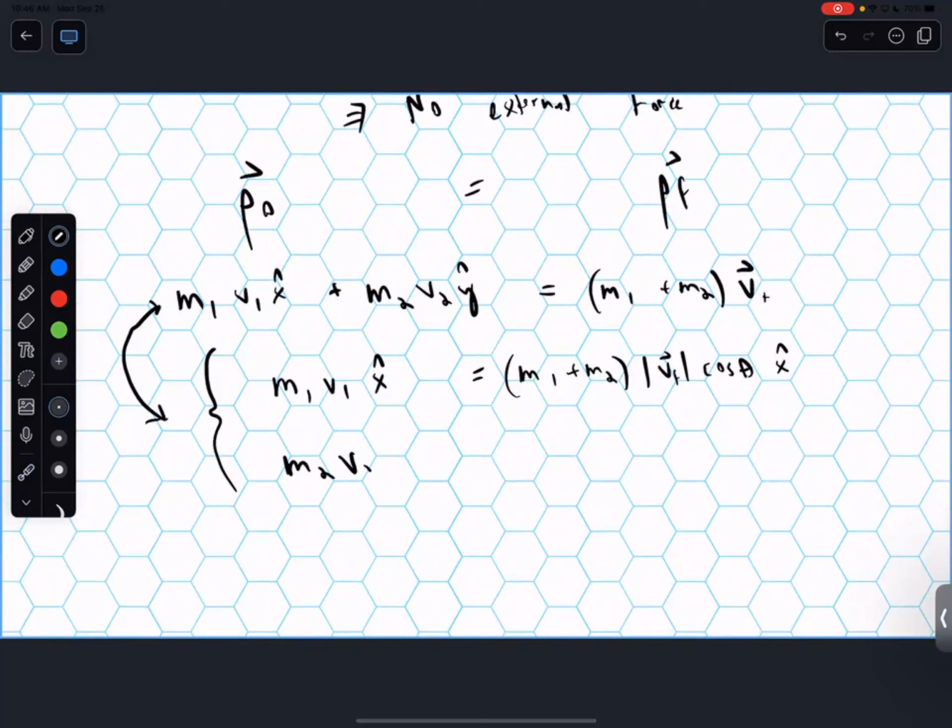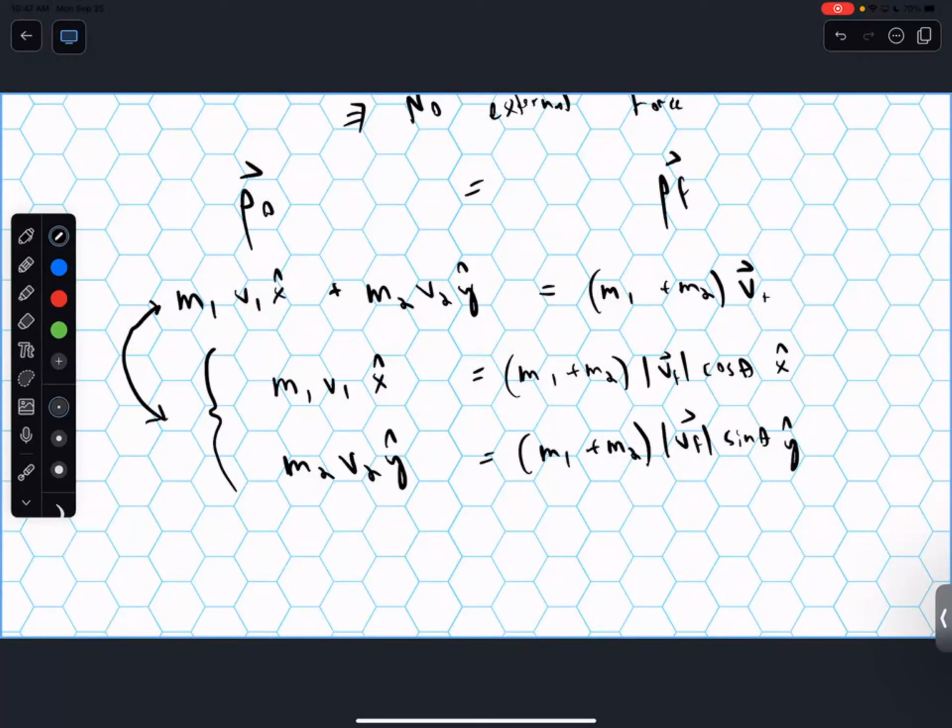And then my y balance is going to look shockingly similar. I'm going to write m2 v2 y hat equals m1 plus m2 vf, and now I have to do sine theta y hat. Again, I have this vector that describes the final velocity of the two cars, an amalgamation as it drifts out of the intersection, and I have to find the component along the vertical or y hat direction.